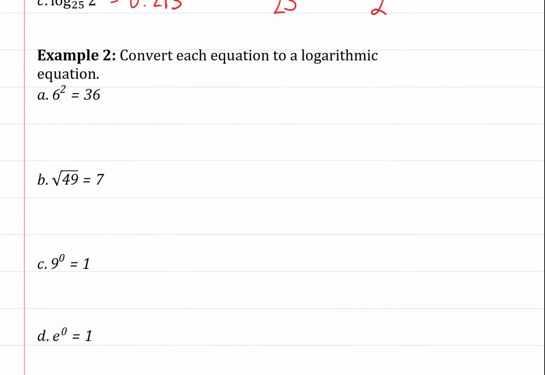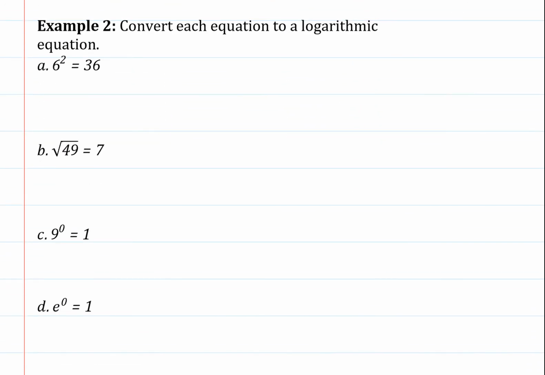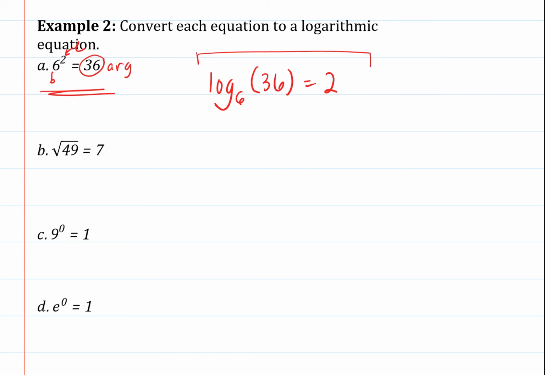All right, let's get a little more practice converting before we solve. 6 squared is 36. My base is 6, since that's the number holding up the exponent. Of course, 2 is my exponent, and that would mean that 36, by default, is the leftover, the argument. So we're going to write this as log base 6 of 36 is 2. This is rewriting the exact same equation, the exact same fact, in a different way.